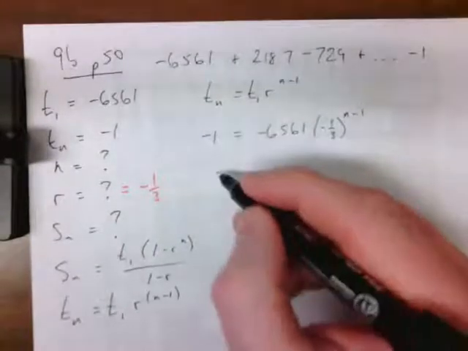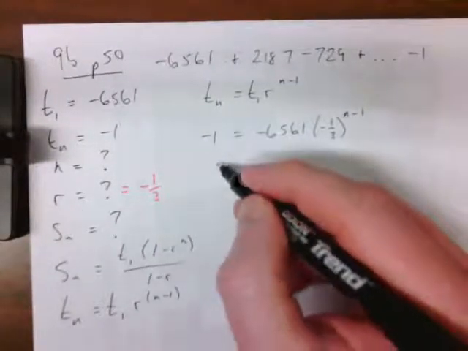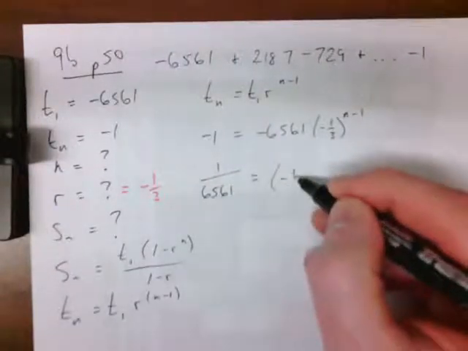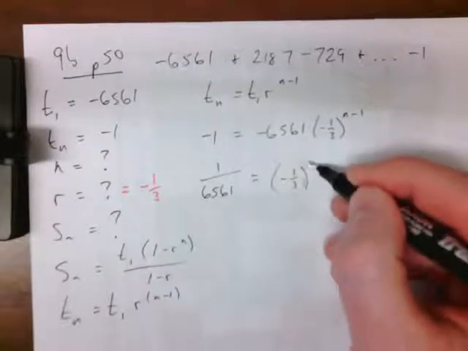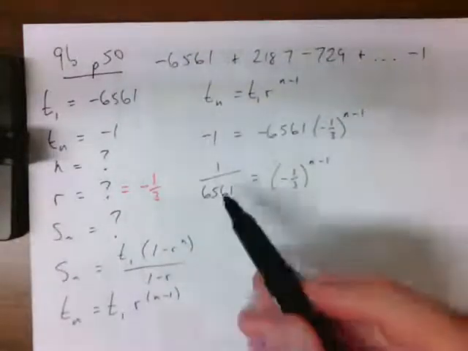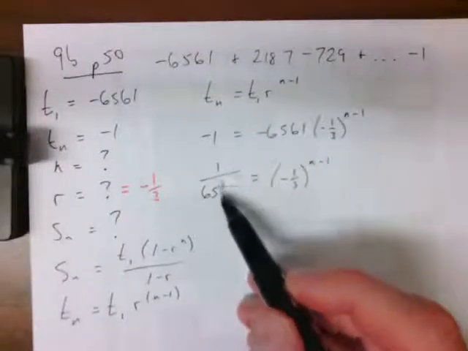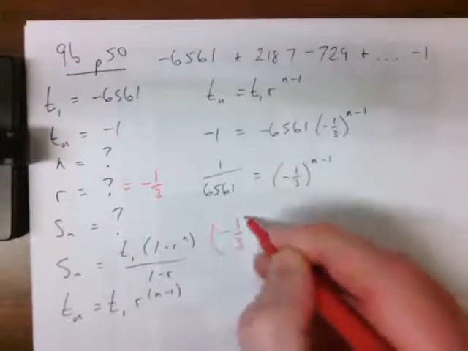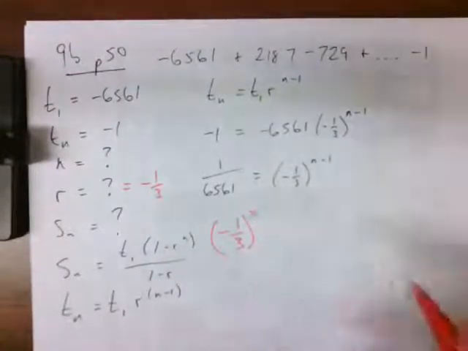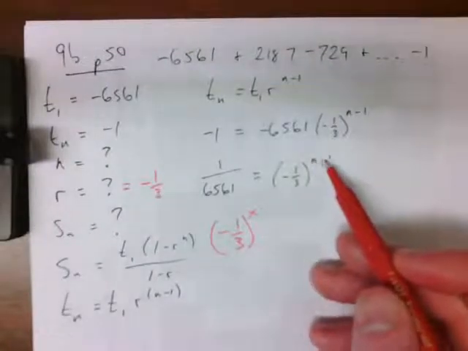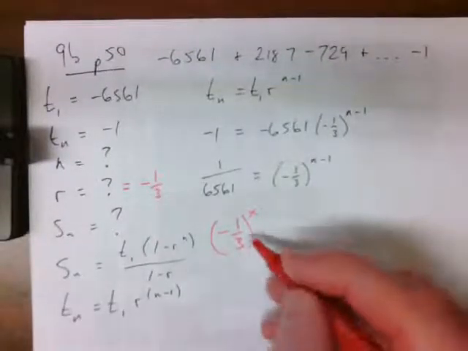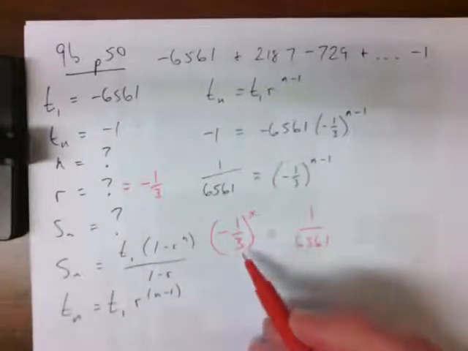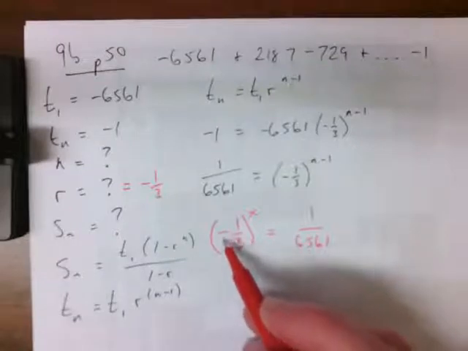Got to do some solving. Divide both sides by negative 6561, so we're going to have 1 over 6561 equals negative 1/3 to the power of n minus 1. So this is going to be a base of negative 1/3, and I'll change colors because it's a little bit of a sidestep. We want to make these sides equal, to what power, so that we know what this is. So it's to some power equals 1 over 6561. We know it's going to have to be an even power because it's going to get rid of that negative sign.